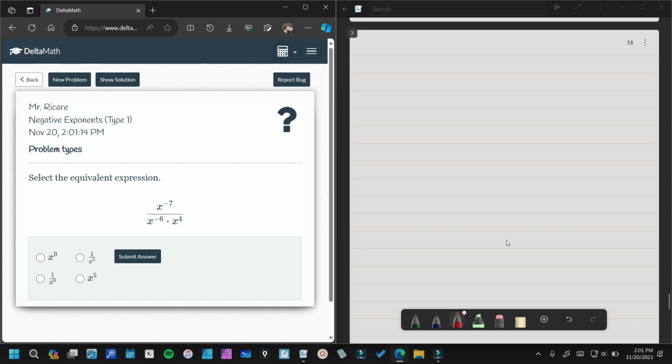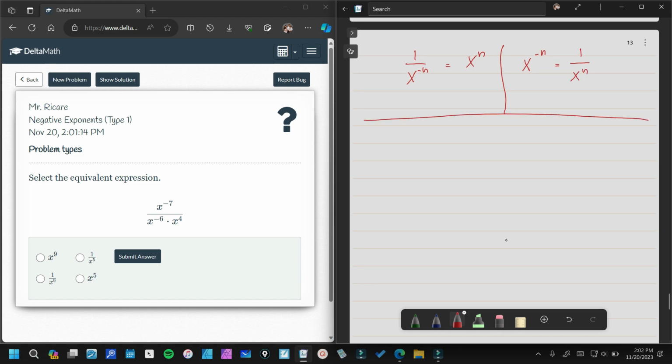Okay, and the general rule there is if we have 1 over x raised to negative n, that is equal to x raised to n. Also, if we have x raised to negative n, that equals 1 over x raised to n. So that's the general rule of the negative exponents.